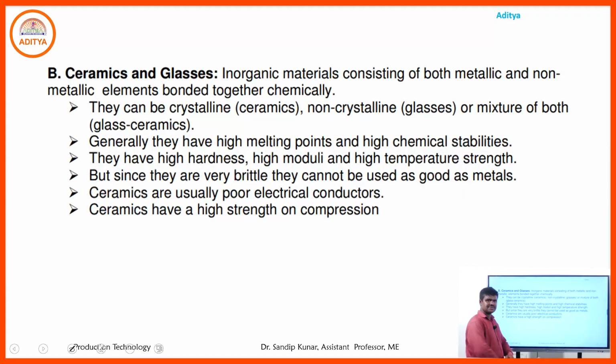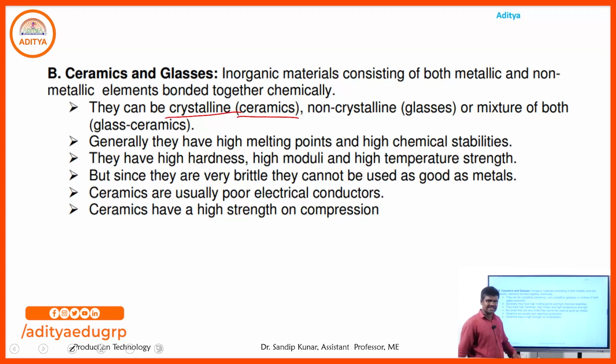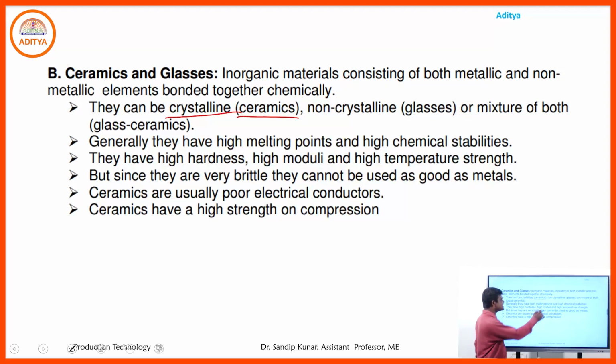Ceramics, another type, is ceramics and glasses. Ceramics especially have a crystalline structure. Crystalline structure means the arrangement of the grains is in a regular manner. Glass is non-crystalline, which means the arrangement of the grains is in an irregular manner.